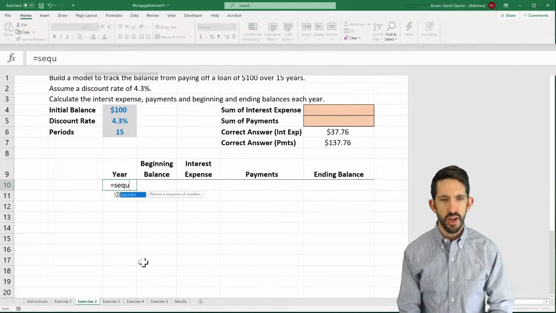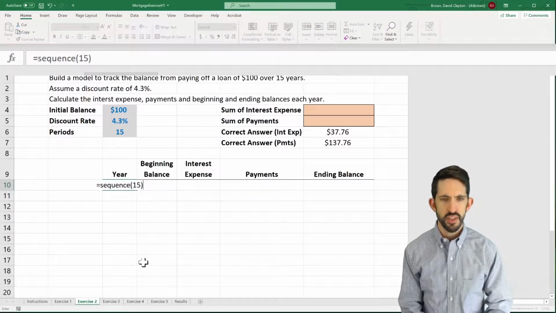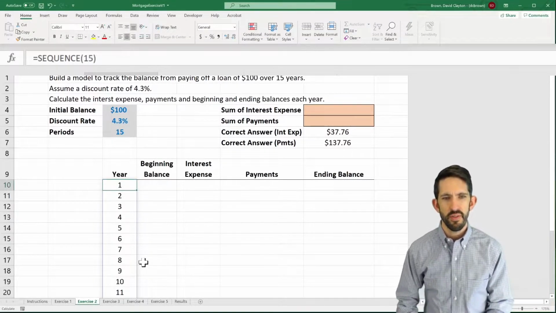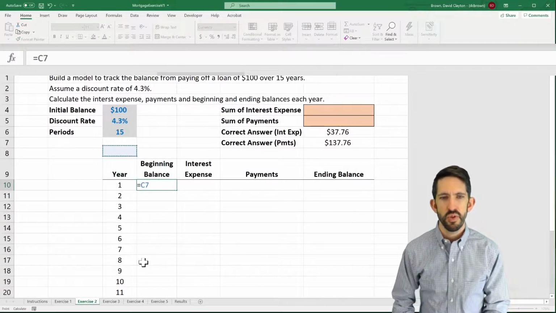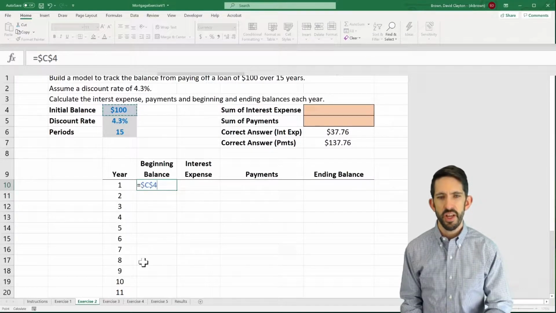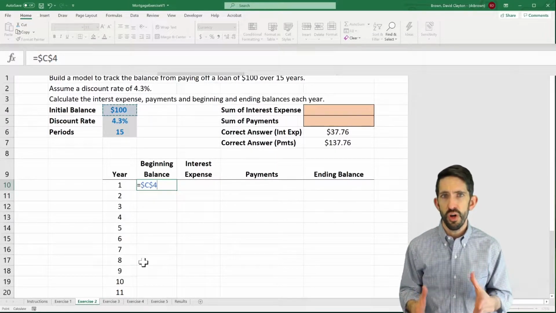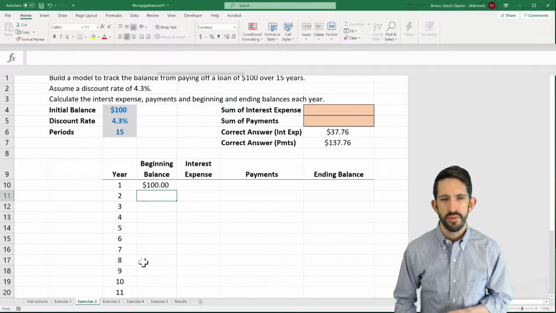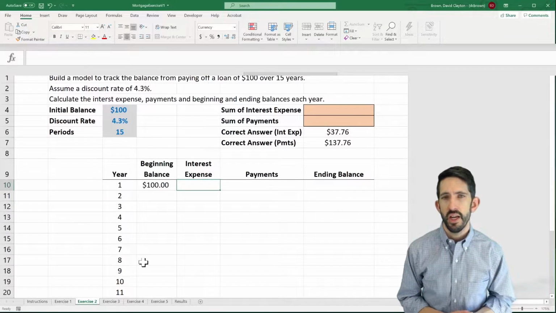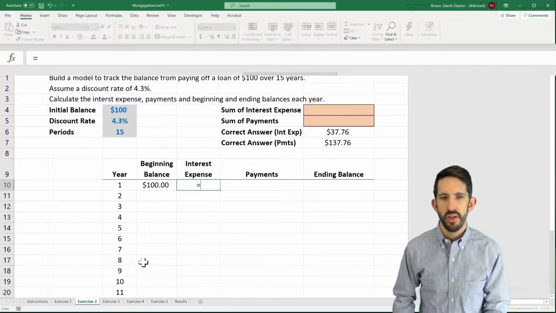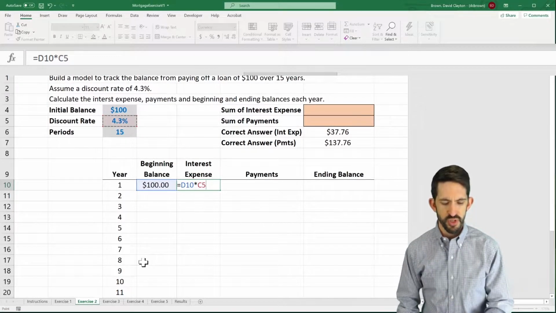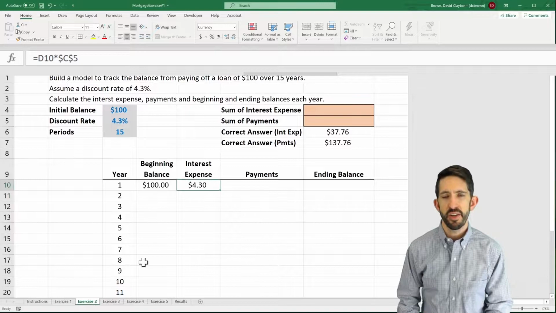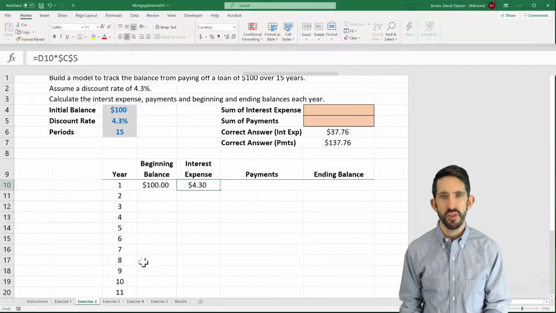We can also start out using the same formula we had before, the sequence 15, and we have our numbers from 1 to 15. Now for beginning balance, this is where it changes a little bit. Our starting balance here at the start of the year, start of year 1, is going to be $100. That's how much we owe. Now, how much interest do we owe for the year? Well, we're borrowing $100, so we need to pay that 4.3% interest for the entire year. So we'd pay $4.30 of interest.